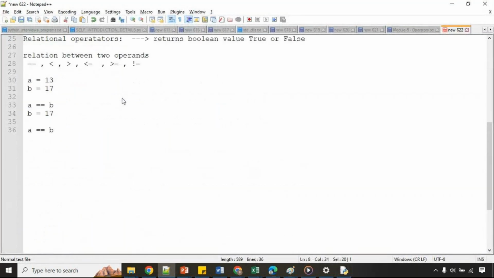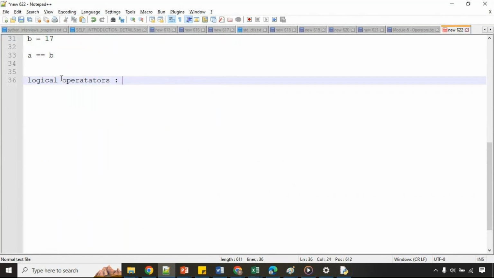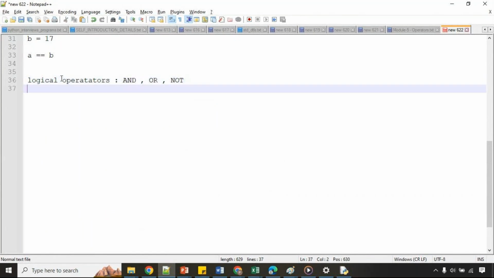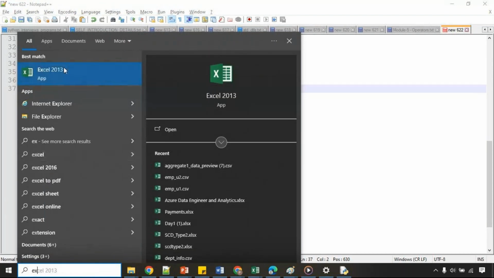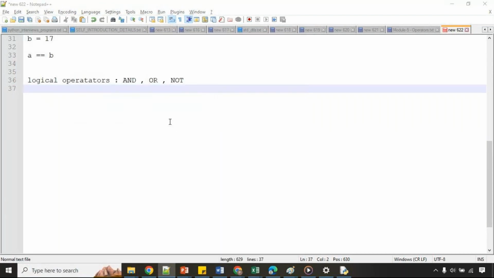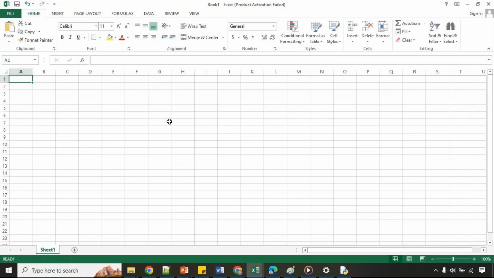Logical operators: we have and, or, not. Before going to this one, let me tell you, in our school days, in the 10th class, we had a subject on statements. So I have two persons. Two persons are there.